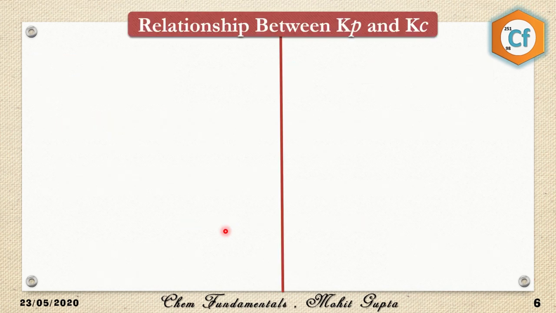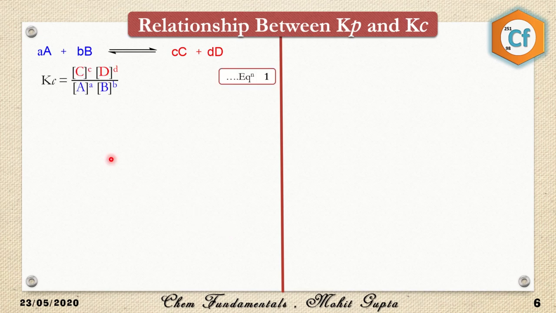So let's discuss the relationship between Kp and Kc. In case you are given Kp and you have to find Kc for that reaction, you can easily find it with the relationship formula of Kp and Kc. For this we'll take a general reaction: aA plus bB gives cC and dD. For this we can easily write Kc, which equals the concentration terms of C and D raised to power their stoichiometric coefficients divided by the reactants raised to power their stoichiometric coefficients. So let's call it equation 1.